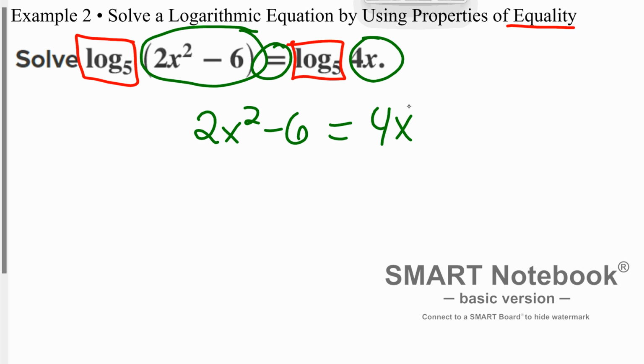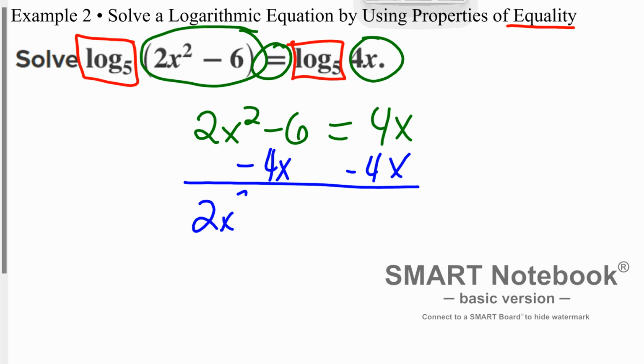And so this is just a quadratic equation, right? So I can set it equal to 0. So 2x squared minus 4x minus 6 equals 0. And then I can factor out a 2, right? So I can divide each side by 2, or everything by 2.